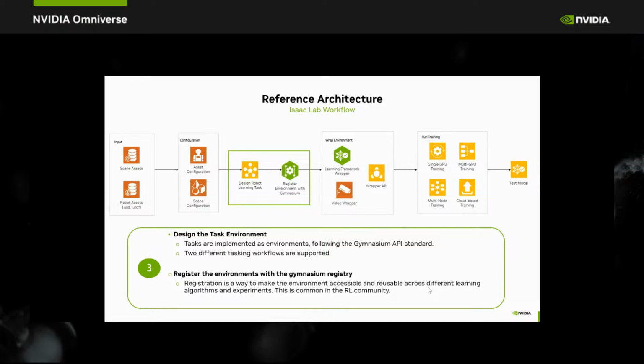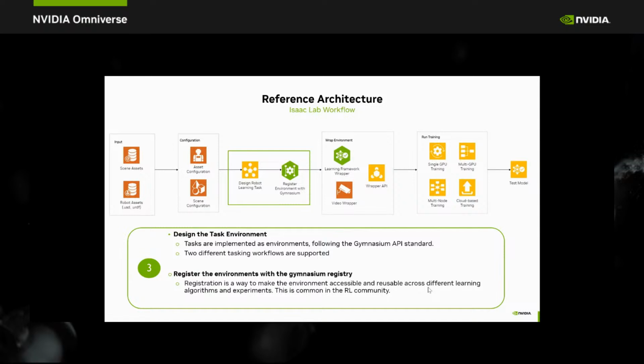So in Isaac Lab, tasks are implemented as environments following the Gymnasium API. I know the last time we had a live stream, someone asked whether Isaac Lab follows the Gym API standard. Yes, it does follow the Gym API standard. And then we have two different task frameworks that are supported: the manager-based and the direct-based, which I'll go into next. So when designing your task, we'll show you how to design that task for the example you're looking at. And then the next thing is to register that environment that you've designed with Gymnasium.